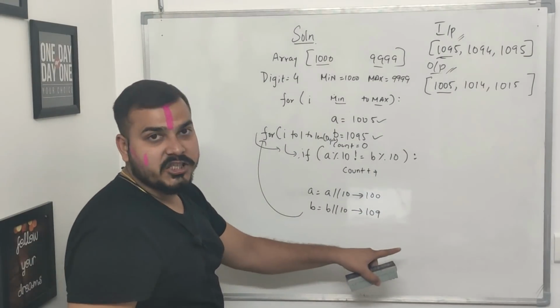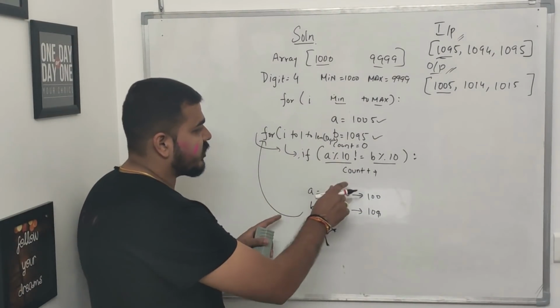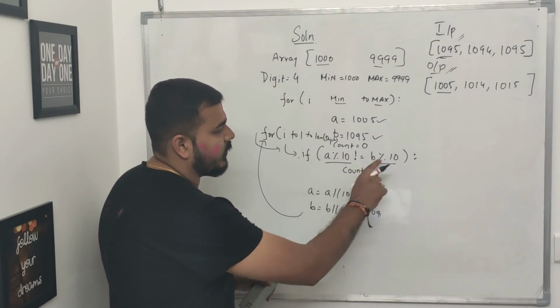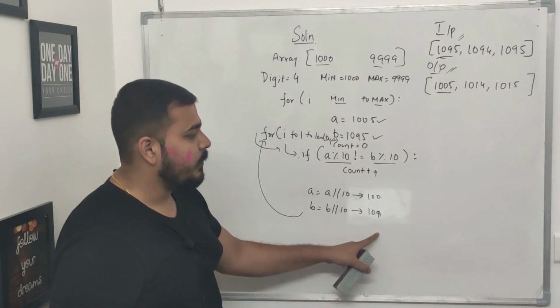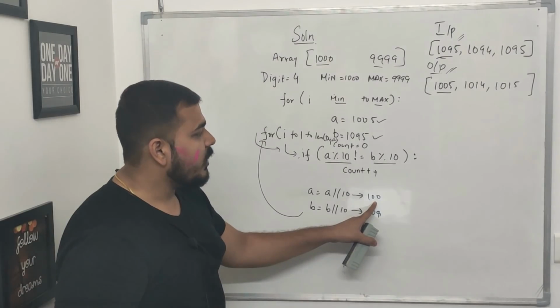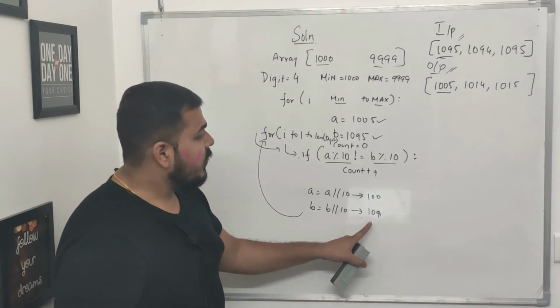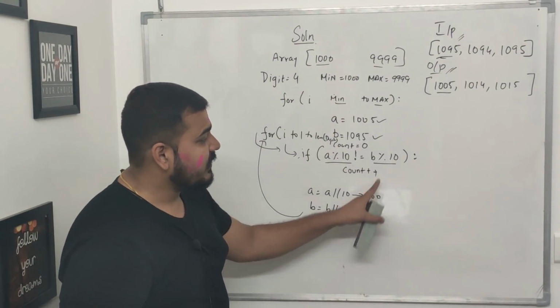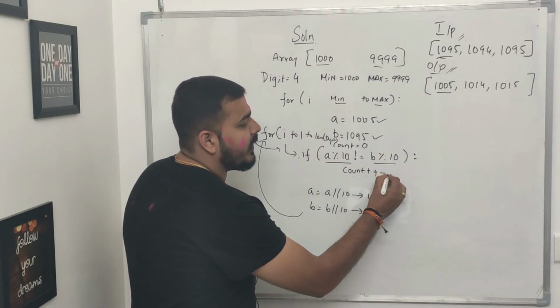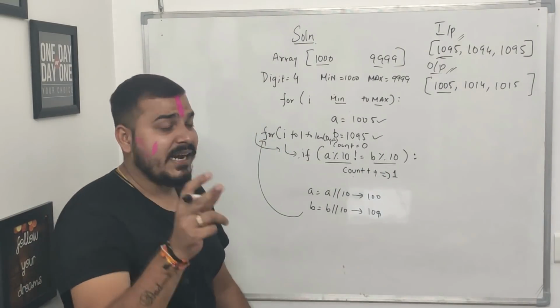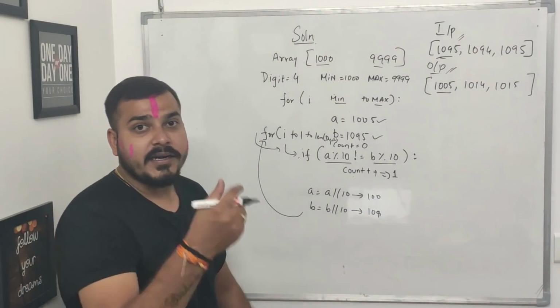Now in my second iteration, again this condition will be checked. A modulus 10 is not equal to B modulus 10, and this time it will be true, because 100 modulus 10 is nothing but 0, and 109 modulus 10 is actually 9. So this is going to become true. Now my count will get incremented to 1. Understand, in the second iteration it is getting incremented by 1.